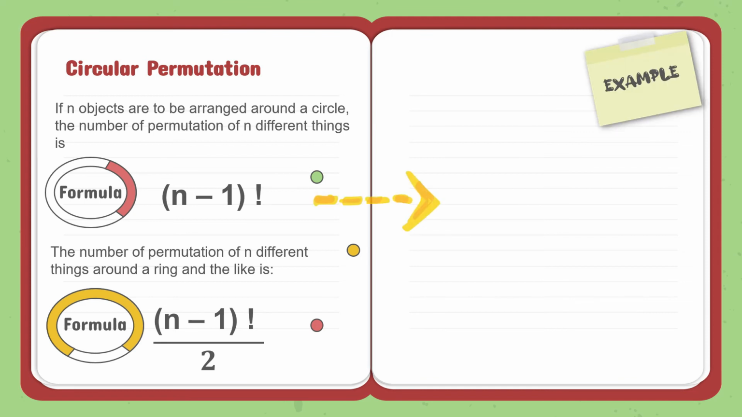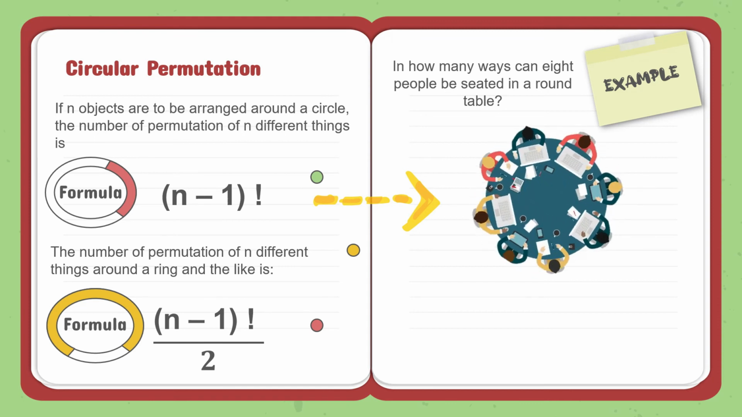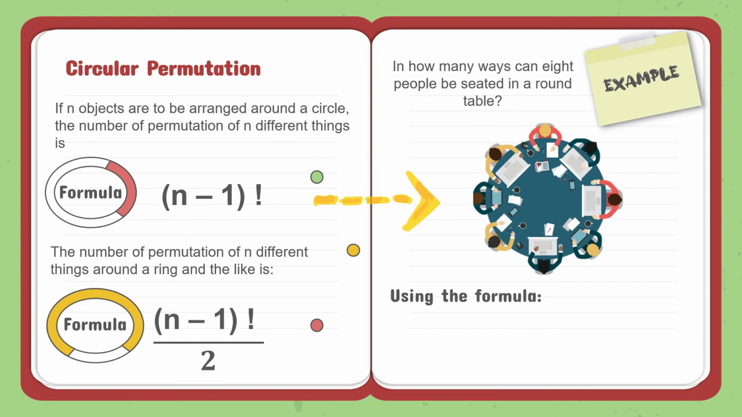Let's have the first formula. In how many ways can 8 people be seated at a round table? So the given problem is referring to a round table. So we will use the first formula, n minus 1 factorial. Our n here is 8. Using the formula n minus 1 factorial, this is equal to 8 minus 1 factorial, which is also equal to 7 factorial, and that would give us an answer of 5,040.